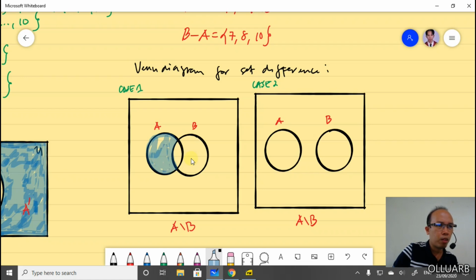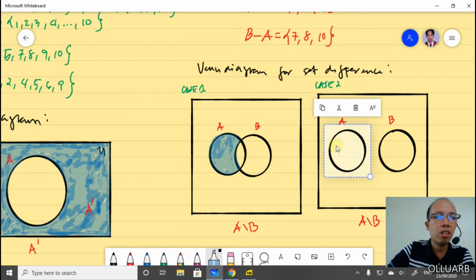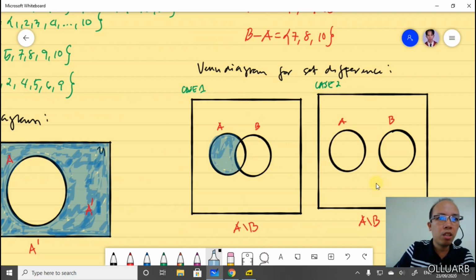This is A minus B. The elements that are in A but not in B. But for this case, the set of all elements that are in A but not in B, we need to shade all the objects or elements in the set.